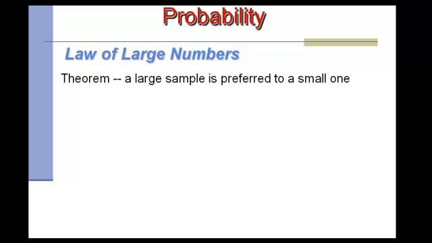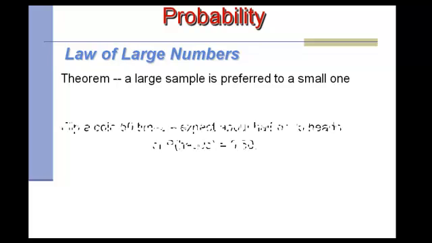Now, the law of large numbers is an important element to this subject of probability. We always prefer a large sample to a small one. If, for example, we were to flip a coin 50 times, we would expect about half, or 25 heads. So the probability of heads would be 0.5.